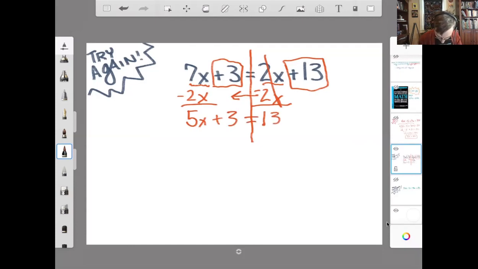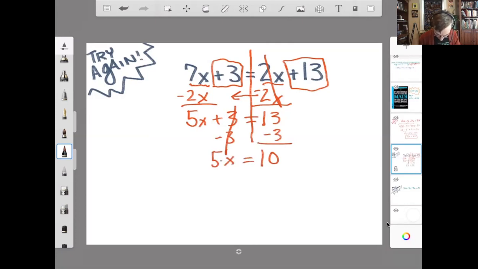Now you have a two-step equation. 5 times x plus 3 equals 13. Work with the addition and subtraction first. So we're going to do the opposite of plus 3, which is minus 3. That inverts the positive 3 and then negates that 3 for us. And then we're going to get rid of that, and we've got 10. 13 minus 3 is 10. What we're left with is 5x equals 10.